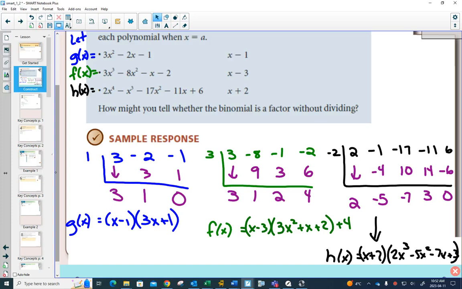This question also then wanted you to do the following. Figure out what g of 1 is, what f of 3 was equal to, and what h of negative 2 is equal to. And here's something that's interesting. If you plugged 1 in for x into this first equation, you would get 0.